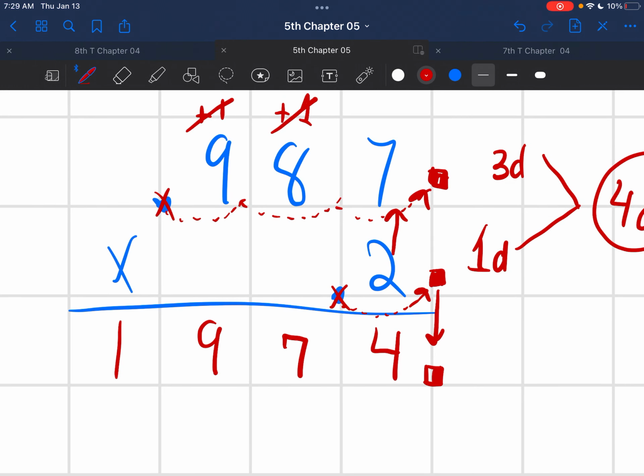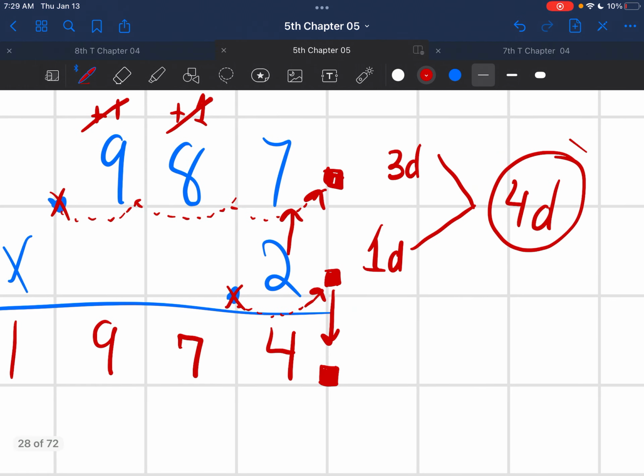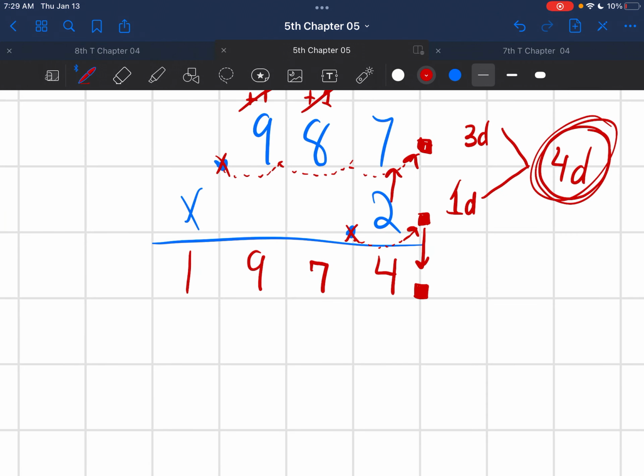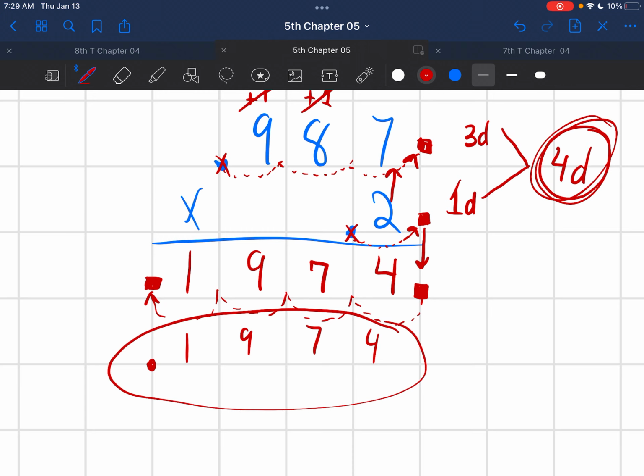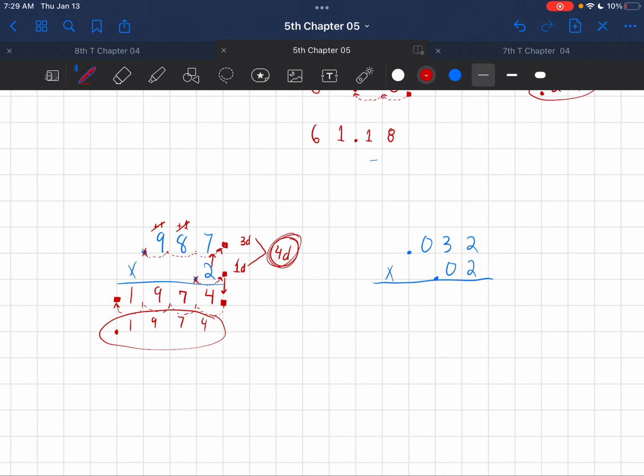I'm going to bring this decimal down right here. And now how many decimals do I need to go backwards now? 4 of them. So let's go back 4. We go 1, 2, 3, 4. So here's your decimal. All right, I'm just going to rewrite the number. So it's 0.1974. And that is your answer for this problem.